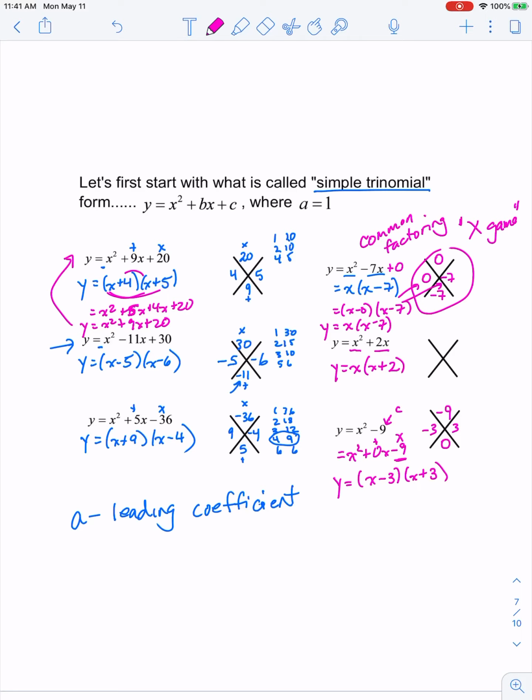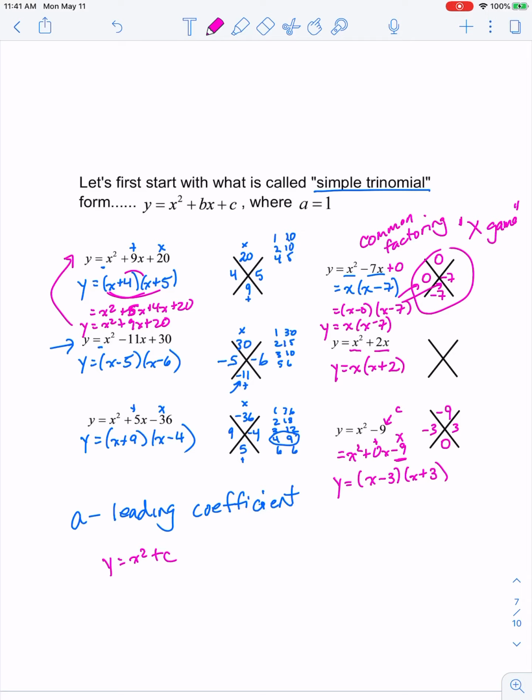This has a special name, and we're going to talk about it a little bit more later, but all of these simple trinomials, no matter what they look like, whether they have the form y equals x squared plus c, where c turns out to be negative, and let's talk about that for a second.